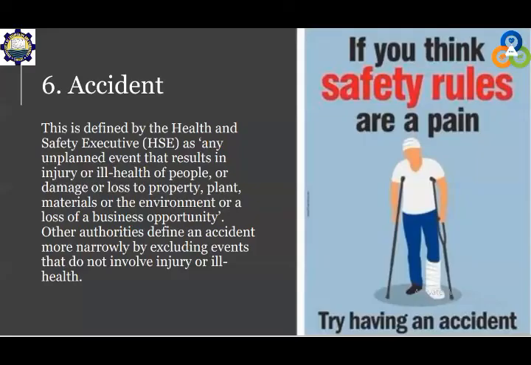Number six, accident. This is defined by the Health and Safety Executive as any unplanned event, including loss of business opportunities. Other authorities define an accident more narrowly, by excluding events that do not involve injury or ill health.